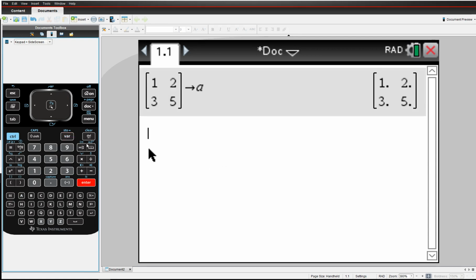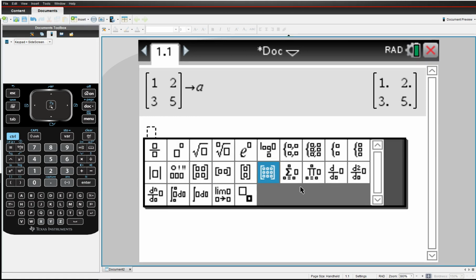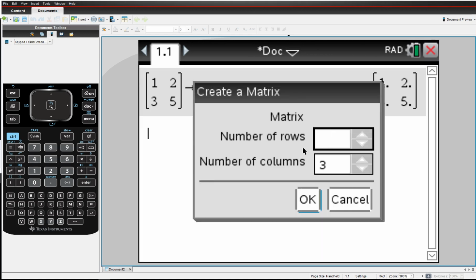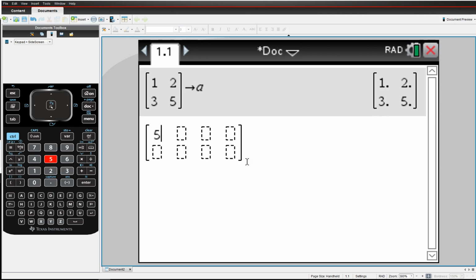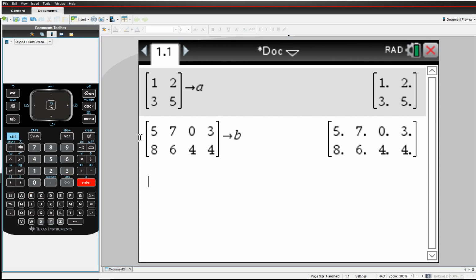And now let's make another matrix. We'll make a 2 by 4 this time, okay? So the number of rows is 2, and the number of columns, make that 4. Okay, so we'll just put some random numbers in. Okay, name it. Press Control var, call this matrix B.